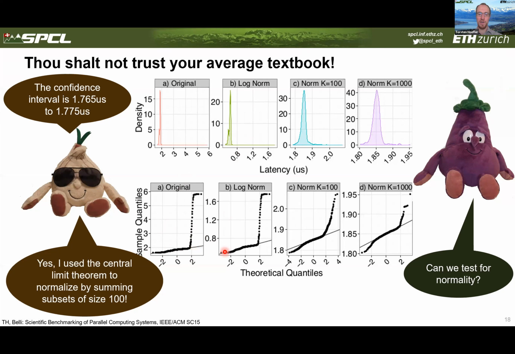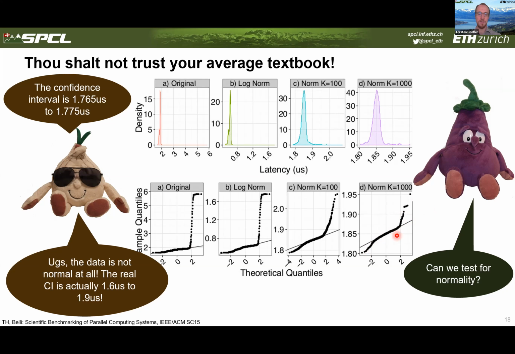Even if you log normalize the data, it doesn't get much better. If you subsum the data with blocks of 100, like Garth did at the beginning, you get slightly closer to a normal distribution because the central limit theorem holds. If you subsum the data with 1,000 elements, so you take your 1 million elements and add blocks of 1,000, you will get closer to a normal distribution, but still it's not quite a normal distribution. So we will see in a couple of minutes how the distribution actually looks like, which is very, very interesting.